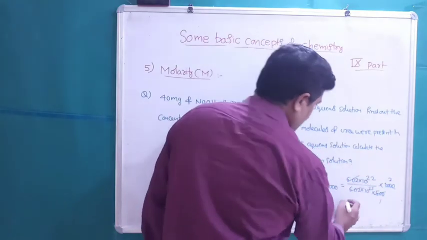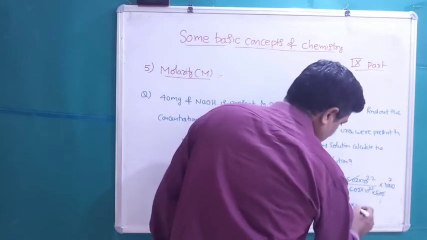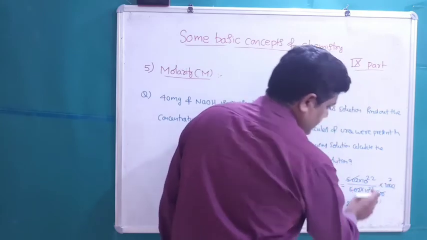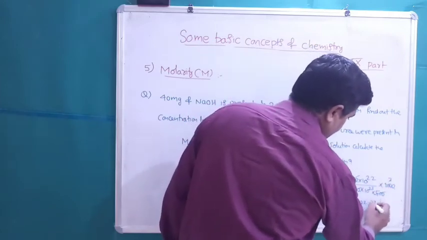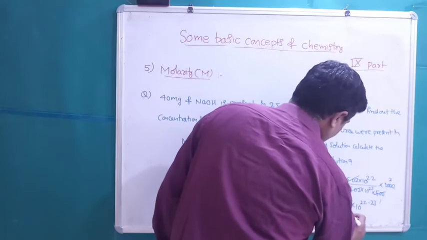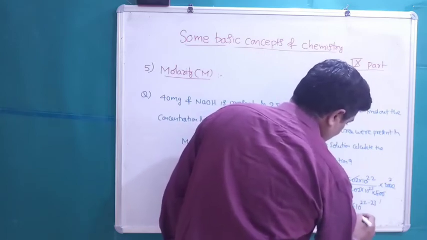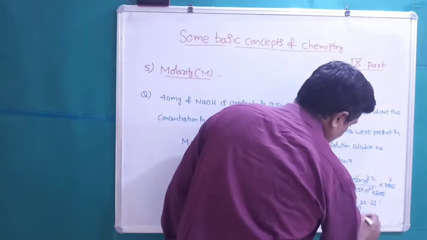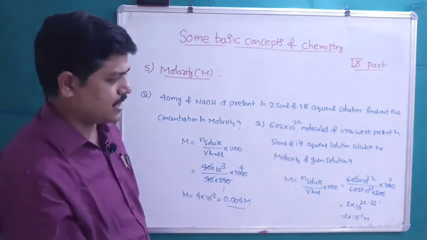So 10 power, we are getting 2 into 10 power 22. When the 23 is transferred to the numerator, it becomes minus 23. So we are getting the final molarity of the given solution as 2 into 10 power minus 1 molar.